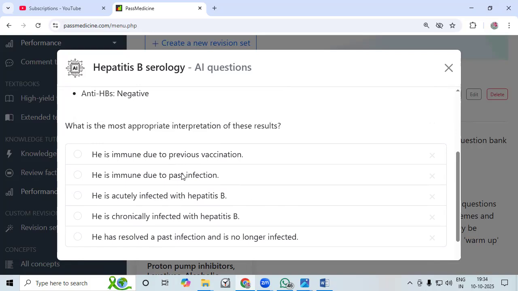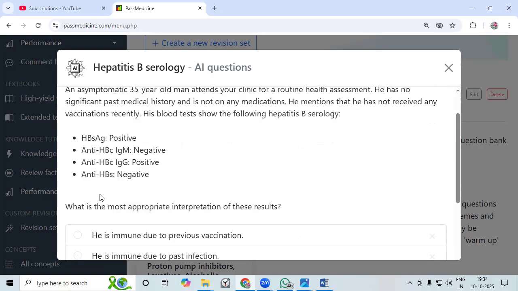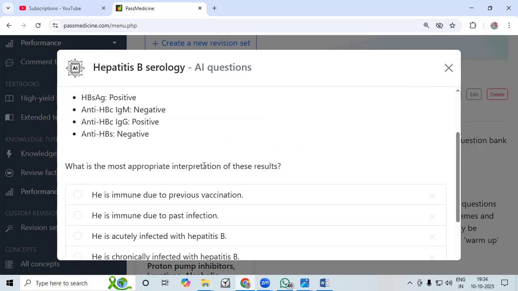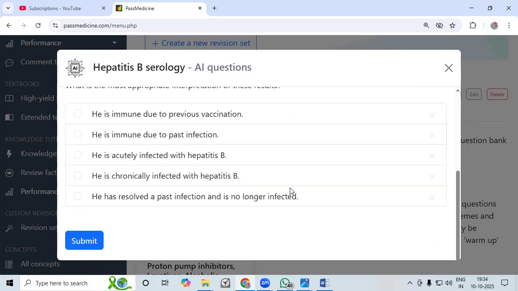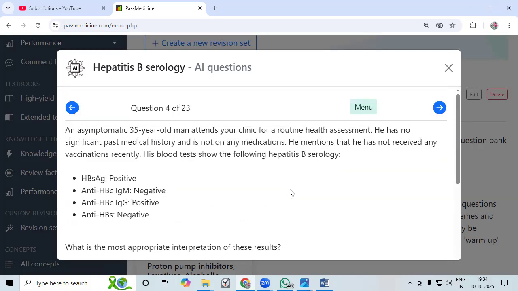Okay, we'll solve one more question. What is the most appropriate interpretation of these results? An asymptomatic 35-year-old man attends your clinic for a routine health assessment. He has no significant past medical history and is not on medications. He mentions that he has not received any vaccinations recently. His blood test shows the following hepatitis B serology.